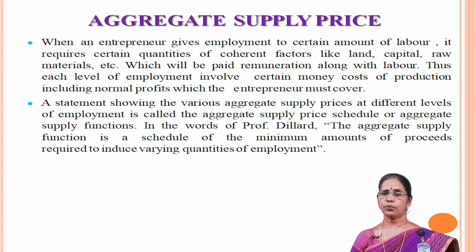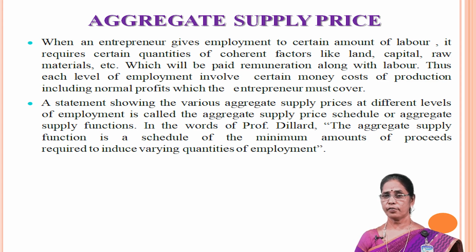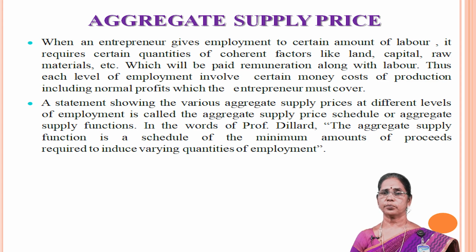A statement showing the various aggregate supply prices at different levels of employment is called the aggregate supply price schedule or aggregate supply function. In the words of Professor Dillard, the aggregate supply function is a schedule of the minimum amounts of proceeds required to induce varying quantities of employment.